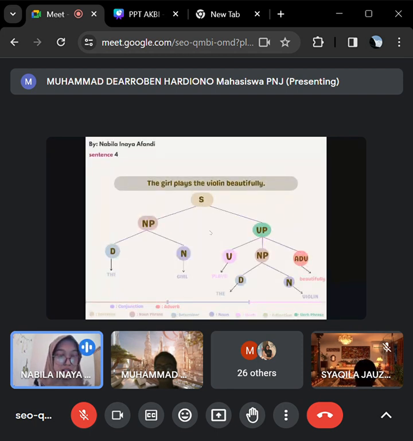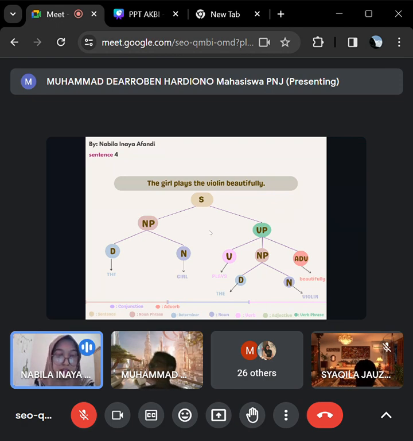And for the first sentence, "The girl plays the violin beautifully" is symbolized by S and composed of two elements, NP and FP. The first one is NP, noun phrase, also composed of two elements, determiner plus noun. For the specified, the determiner in this sentence is "the", and the noun is "girl".